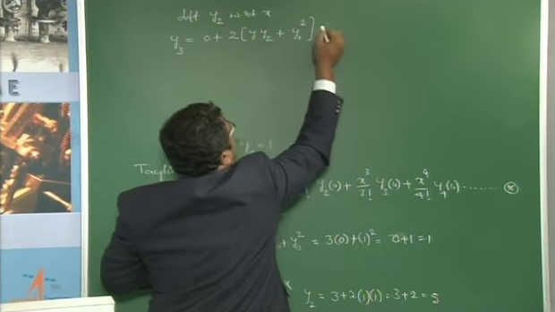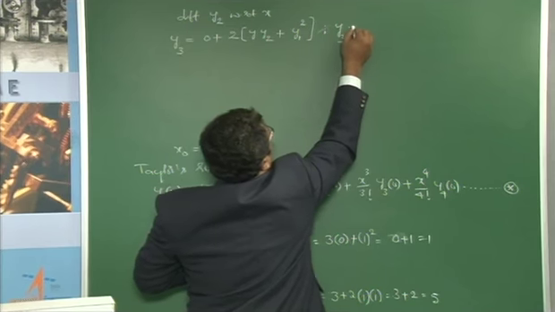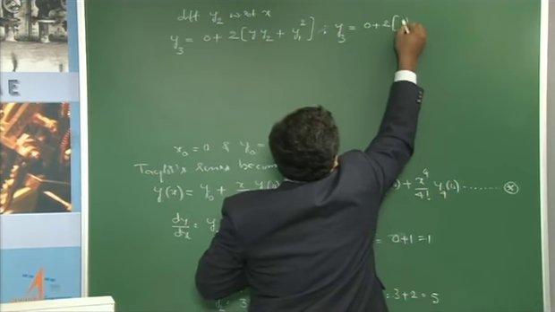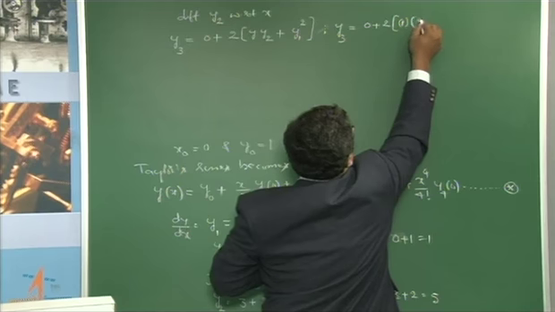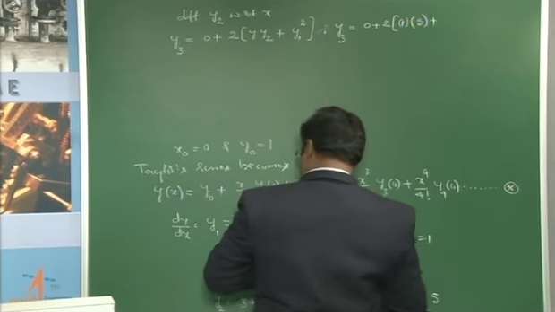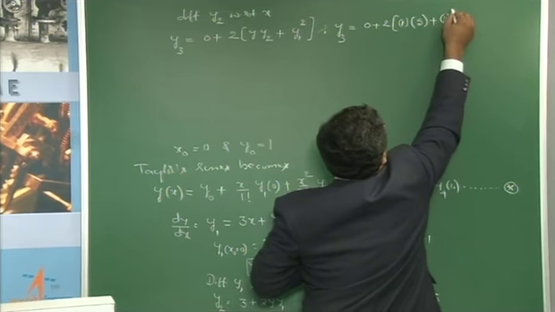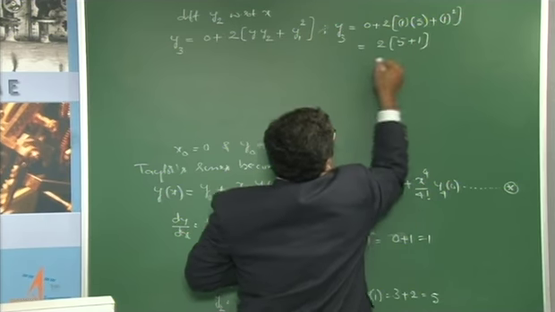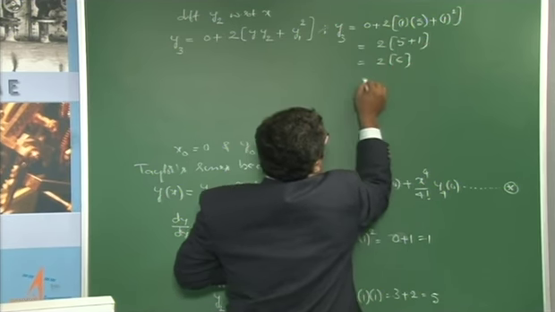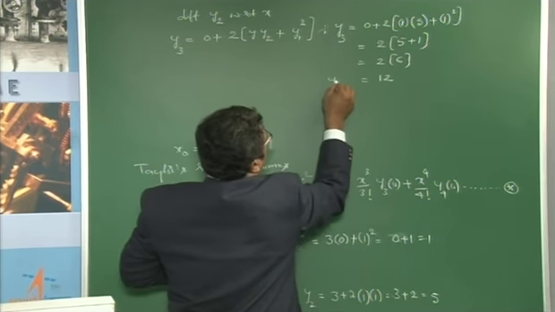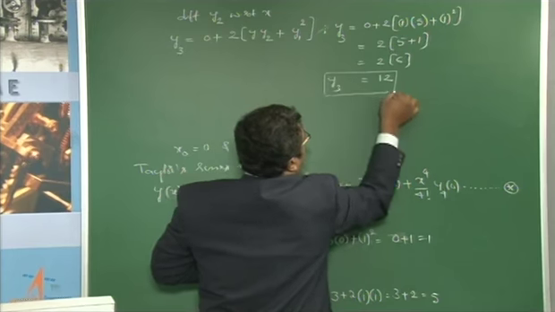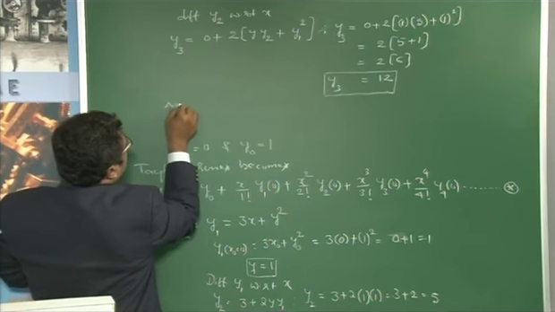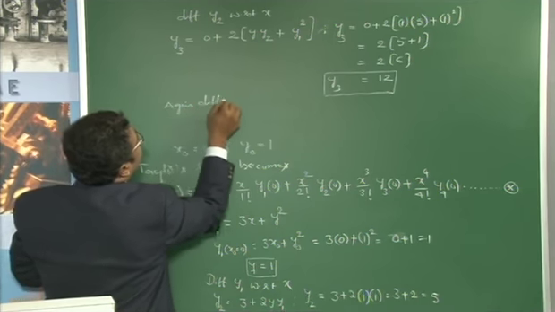Again at the point x naught is 0, y3 is 0 plus 2 into your y naught is 1, then y2 value is 5, plus again y1 value 1 square, which should be equal to 2 into 5 plus 1, that is 6, so this becomes 12. So y3 value is 12.